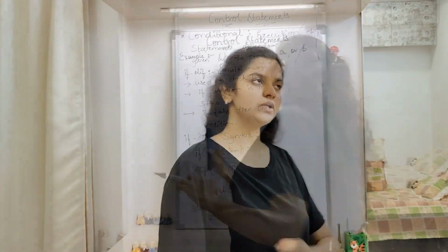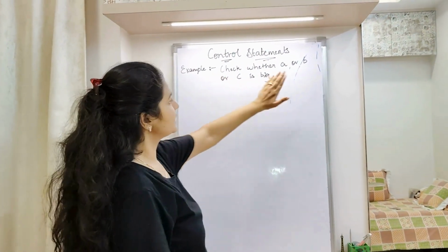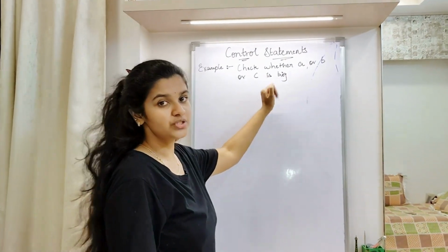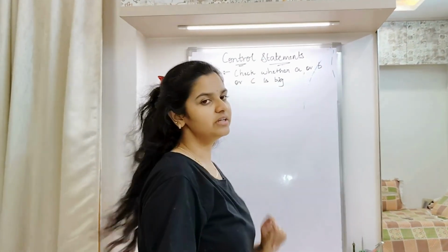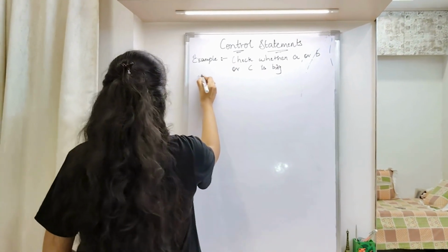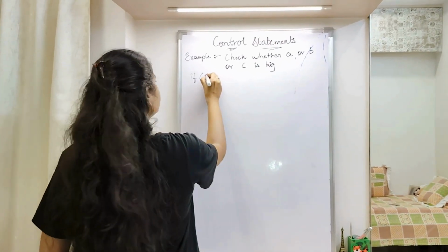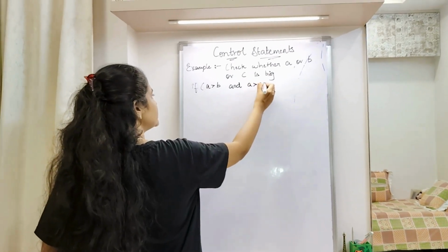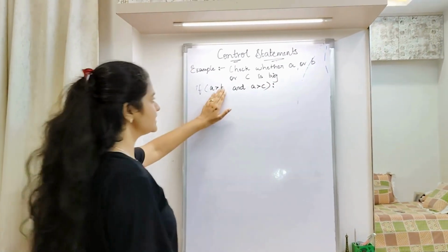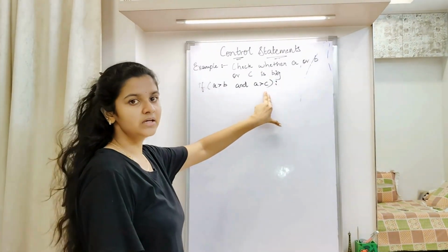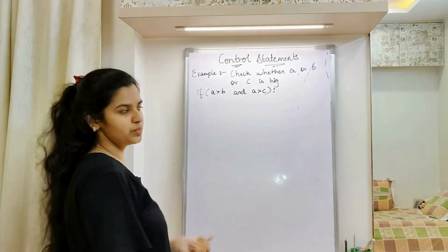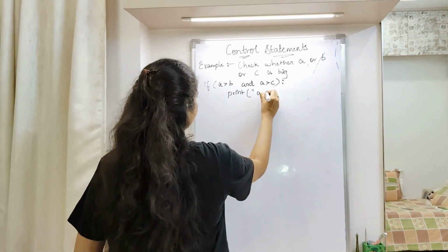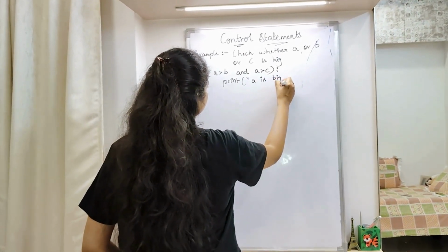Let's take an example. To check whether A or B or C is big, there are so many conditions, so I'm going to use if elif. The first one is if. The condition is if A is greater than B and also A is greater than C, then A is big. The execution will stop there itself. So print "A is big", right?